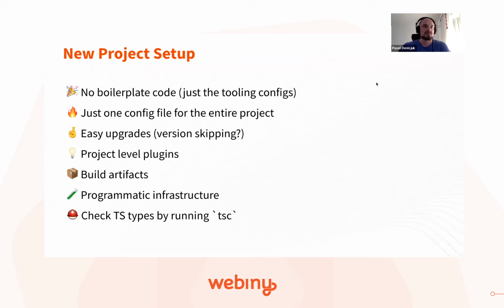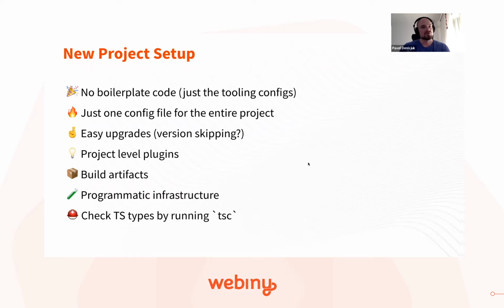So here comes the new project setup, with which we want to completely remove the boilerplate code. When you create a project, it will look something similar to Docusaurus, for example, or Next.js, where you have one config file and you just configure the project, not API or admin or something. You are configuring the entire project, so the entire Webiny. And that is one place where you're adding all your plugins. So it's one config file for the entire project.